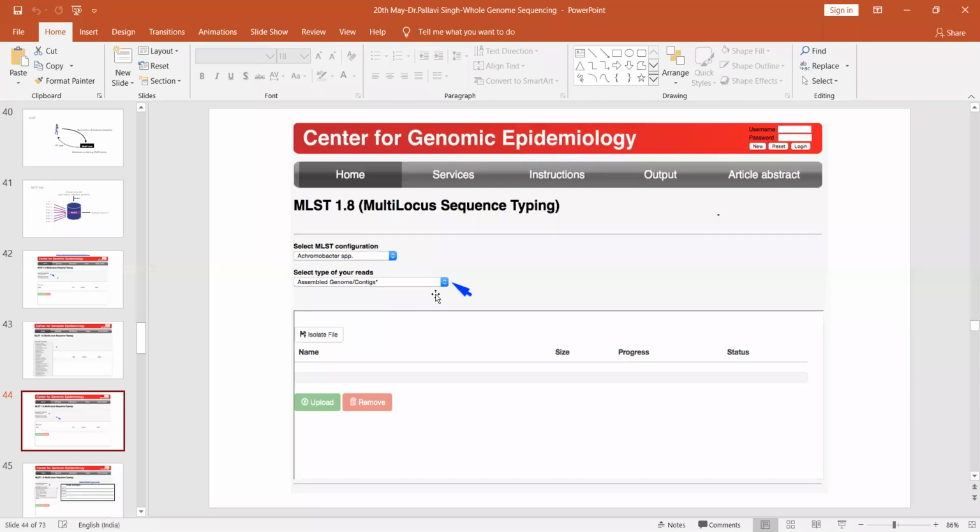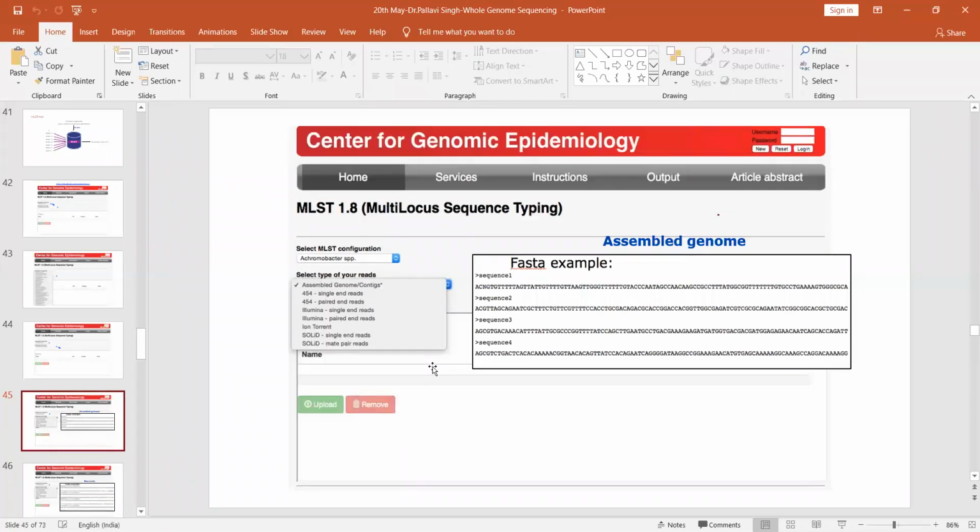Now select the type of read, whether you are going to give a raw read in FASTA or FASTQ format, or you are going to feed in the assembled genome. This option shows what formats are acceptable. Just now I discussed that you can give single end reads or paired end reads. These are the NGS platforms: 454, Solid, Ion Torrent, and Illumina.